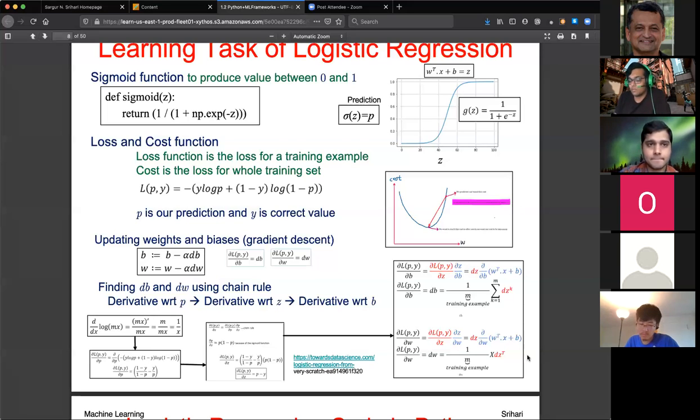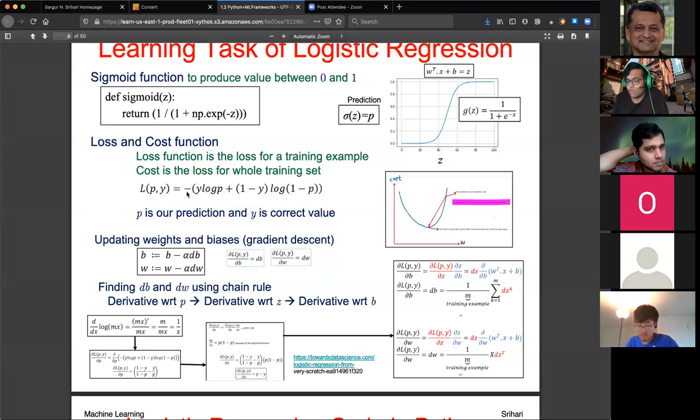Sometimes the loss function is the squared error function. It's one particular loss function. In this case, we are not using that. We are using this strange thing called cross entropy. Again, it's a measure between P and Y. P is the prediction, Y is the correct value.